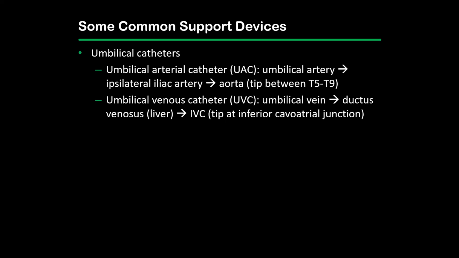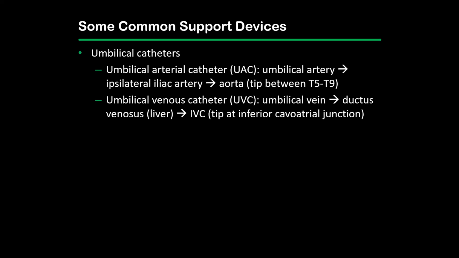And so the umbilical arterial catheter, or the UAC, travels from the umbilical artery to the ipsilateral iliac artery and then to the aorta. We like the tip between T5 and T9 because that avoids potentially getting into some of the vessels of the abdominal aorta or the great vessels, and you don't want it to be in there in case it can cause a thrombus in some of those vessels. So you want it kind of in between where nothing's really taking off.